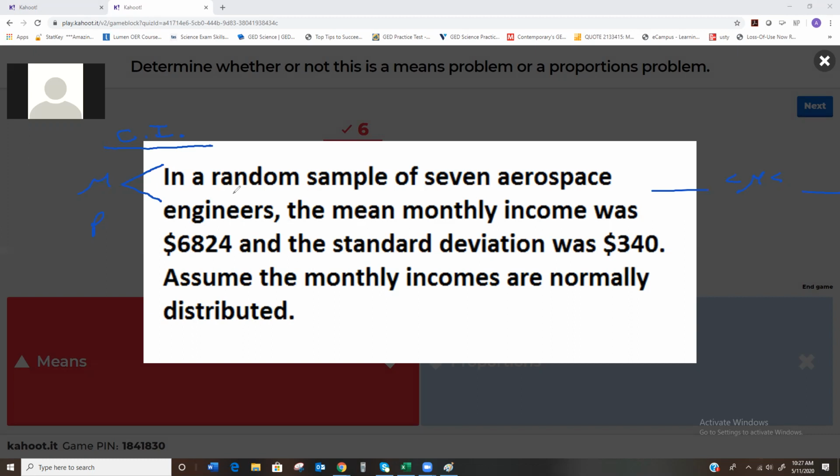In a random sample of 7 aerospace engineers, the mean monthly income was this, the standard deviation was this. Did they give us the sigma or did they give us the S? Sigma. Standard deviation. They did give a standard deviation, but is it of the sample or is it of the population? It's the sample. So in this one, we did not have a sigma. They're giving us the S. So it says in a sample, the standard deviation is this. So this is the S.